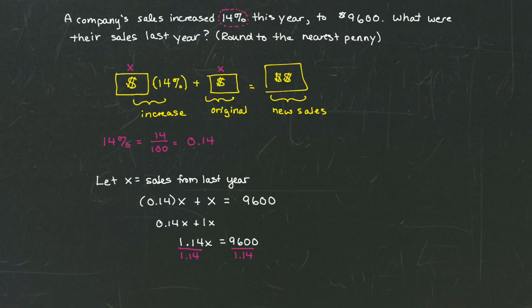we get our answer. That is that x equals 9,600 divided by 1.14, or simply $8,421.05, rounded to the nearest cent.